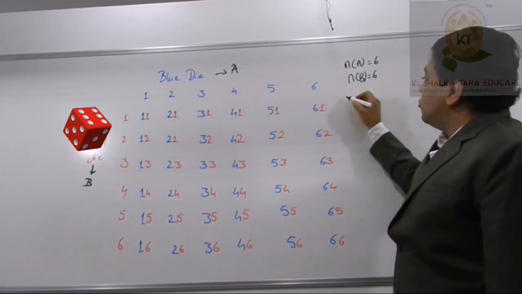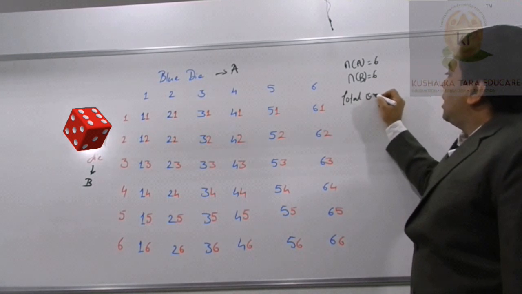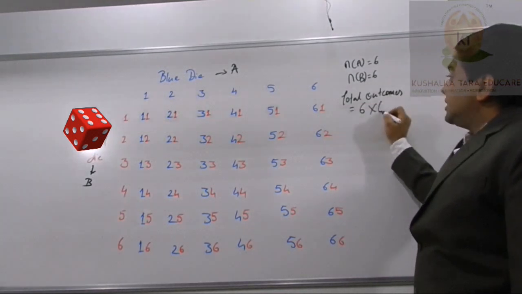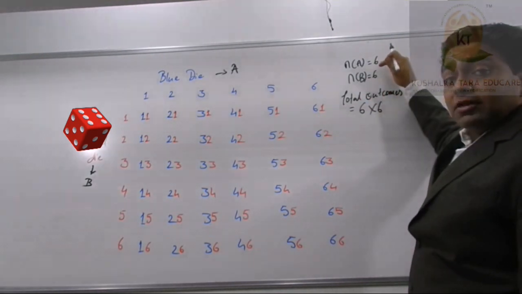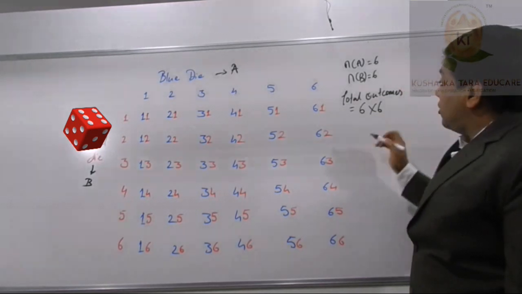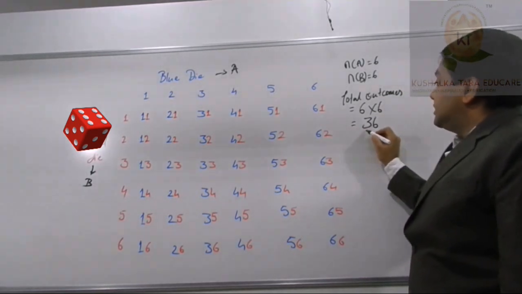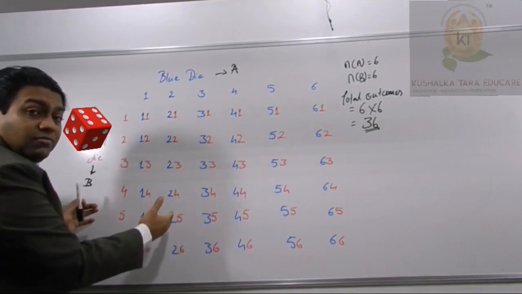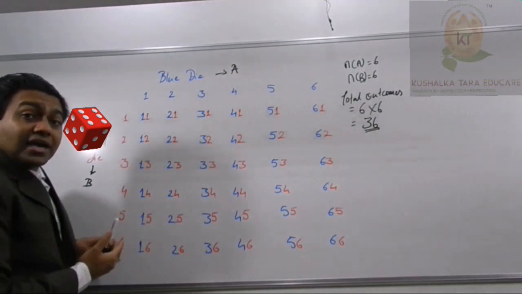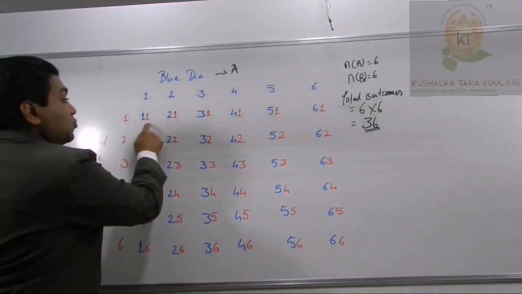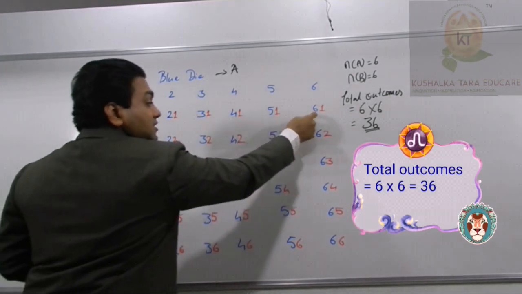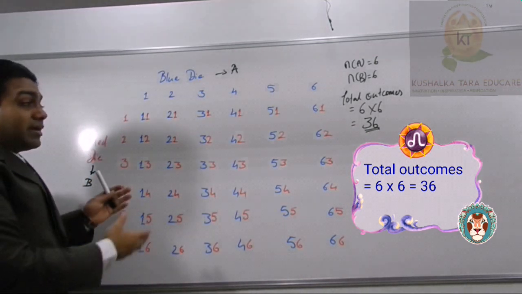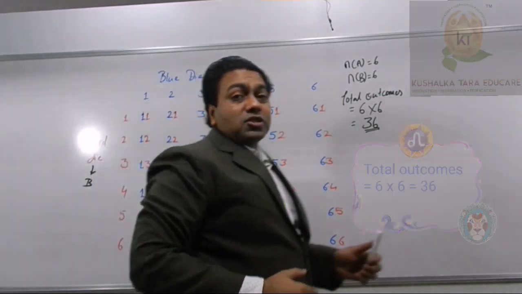And total outcomes will always be equal to 6 multiplied by 6, the number of outcomes of A multiplied by the number of outcomes of B, that is 36. 36 will be the total number of outcomes. From the lattice diagram also, you can very clearly count that there are 36 outcomes. 1, 2, 3, 4, 5, 6 into 6 columns, right? And 6 rows. So you get 36 outcomes. So there goes the lattice diagram.